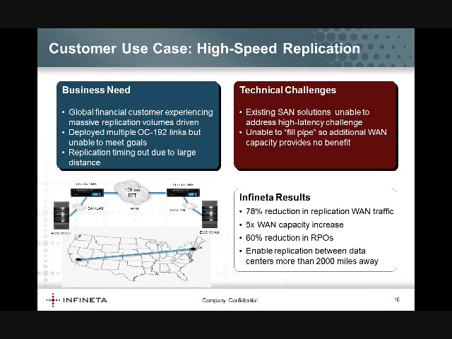But most importantly for the customer, the thing that moved the needle was the fact that they were now able to carry out replication without any issues. It wasn't timing out anymore. And they were able to reduce their RPOs by 60%. And that's what the decision factor happened to be.